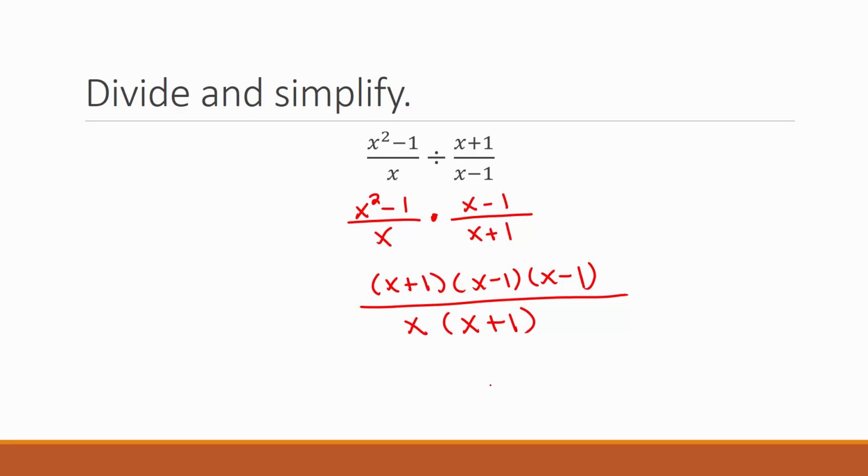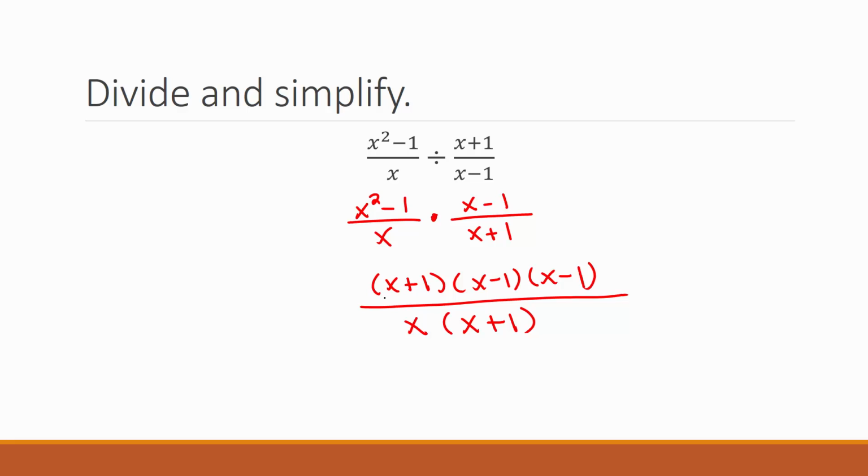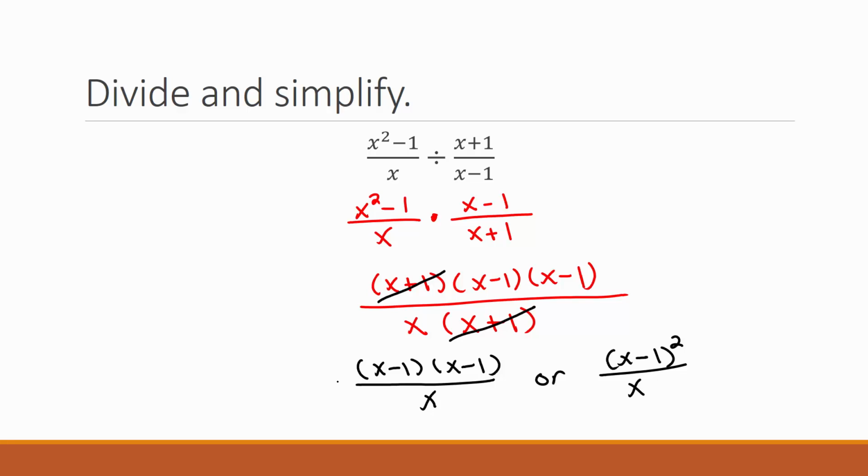Now, after we've factored, then we simplify by canceling the common factors between the numerator and denominator. So we have x plus 1 and x plus 1. So I could write this final answer as x minus 1 times x minus 1 over x. Or, since x minus 1 is being multiplied times itself, we can write x minus 1 squared over x.